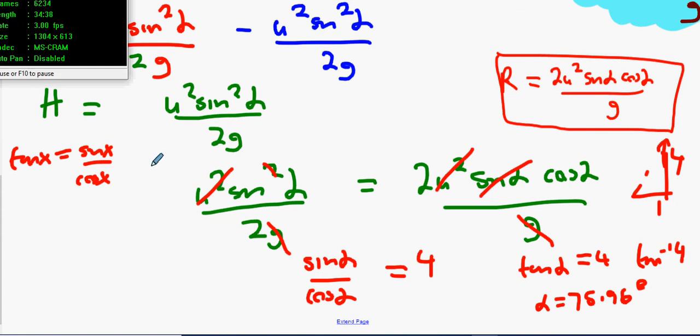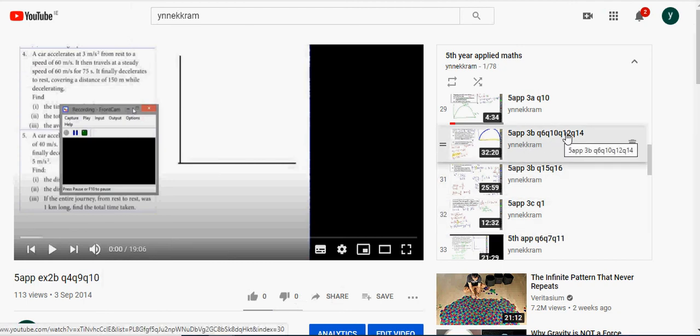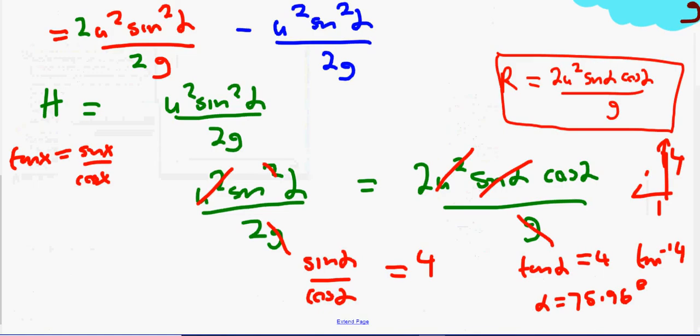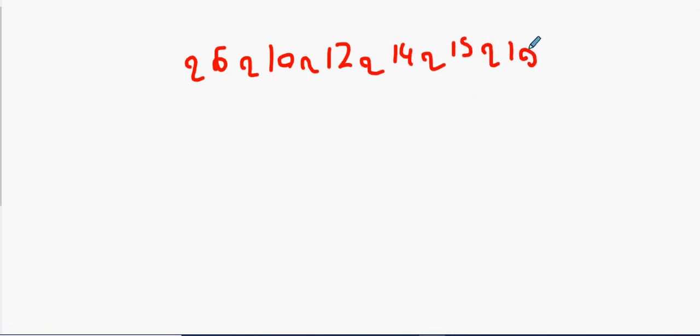Now, just while we're here. When you go to the YouTube channel, what you'll see on the 5th year applied maths playlist is 3B questions 6, 10, 12, 14. You'll also see 15 and 16 there as well. They're the questions you're going to do for tonight. So, what do we say? 6, 10, 12, 14, 15, and 16. Okay?